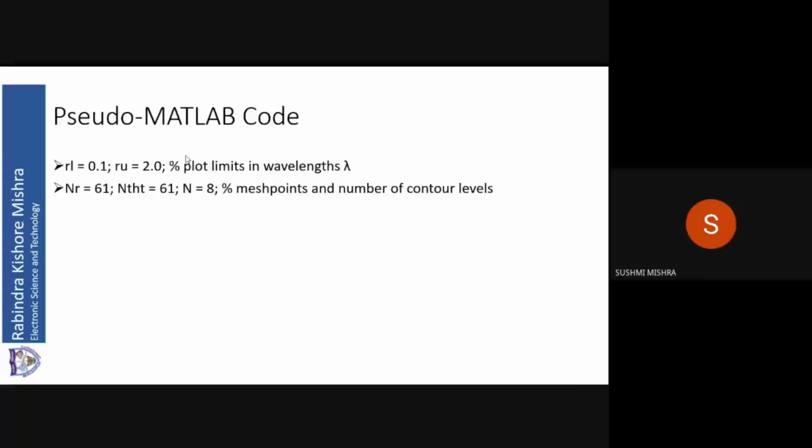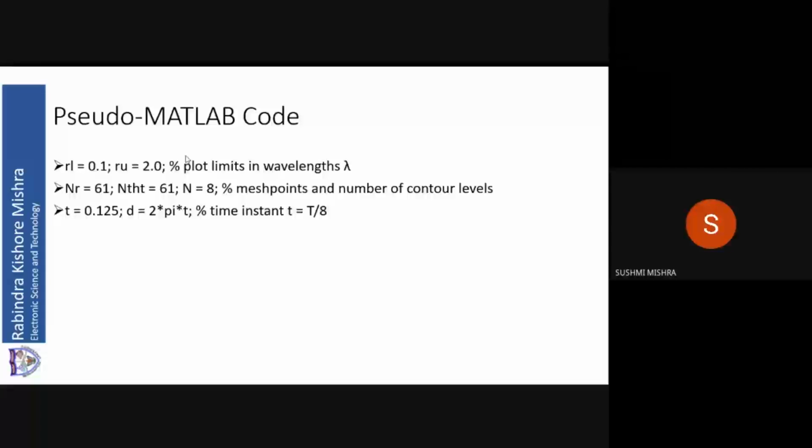And how many contour levels? Number of contours. I am considering N is equal to 8. You can take it as NQ also, contour levels. So NQ is equal to 8 or N is equal to 8. We are considering 8 levels. Then, where will I start in the time point?